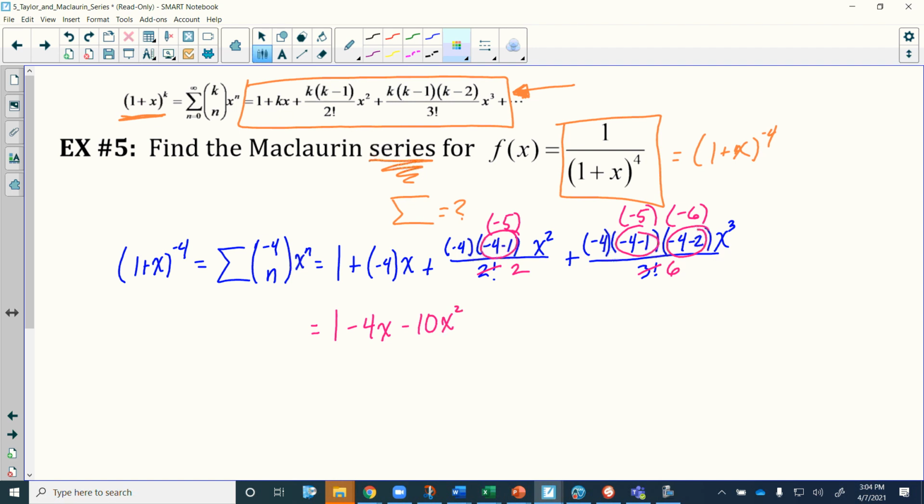And here, this and this will just simplify to be -1. So that'll be -20 times -1. It'll be -20x cubed. And it would keep going, but that's what we're looking at there for our expanded binomial series.